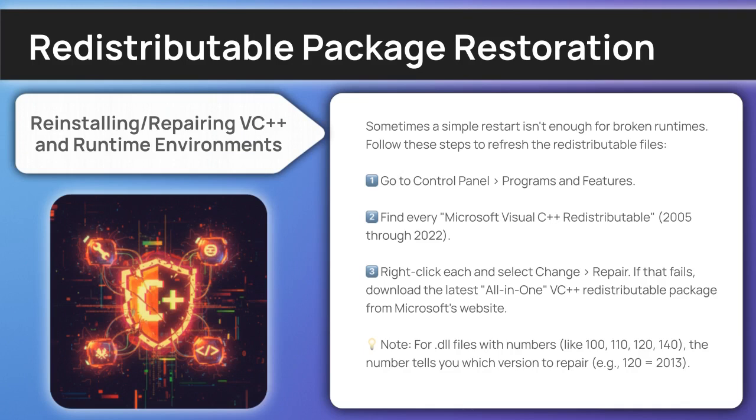Follow these steps to refresh the redistributable files. First, go to Control Panel, then select Programs and Features. Second, find every Microsoft Visual C++ redistributable 2005 through 2022. Third, right-click each and select Change, then select Repair. If that fails, download the latest all-in-one VC++ redistributable package from Microsoft's website.